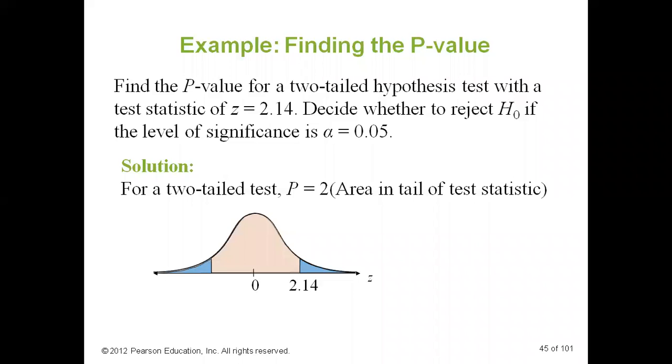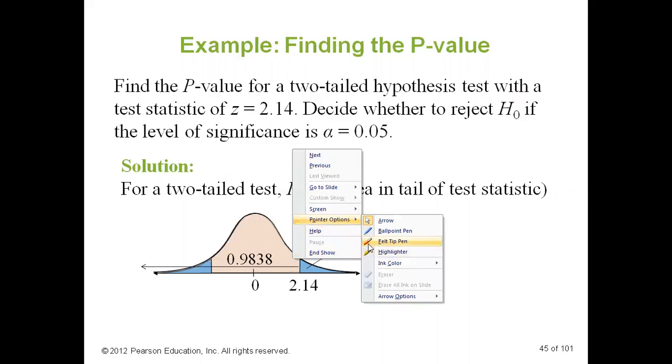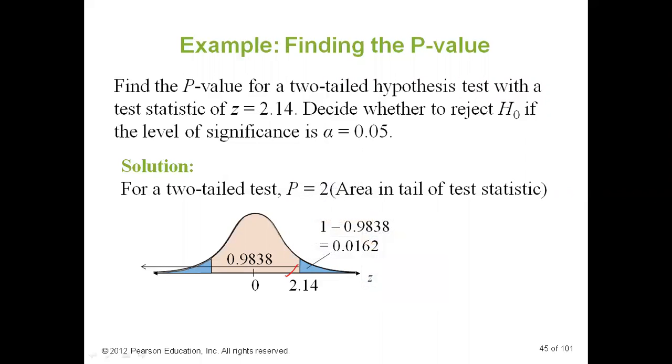In this diagram you can see 2.14. This whole area is 0.9838. So 1 minus 0.9838, because the whole area is 1, and if you subtract this portion from the whole area, you will get this remaining portion, that is 0.0162.